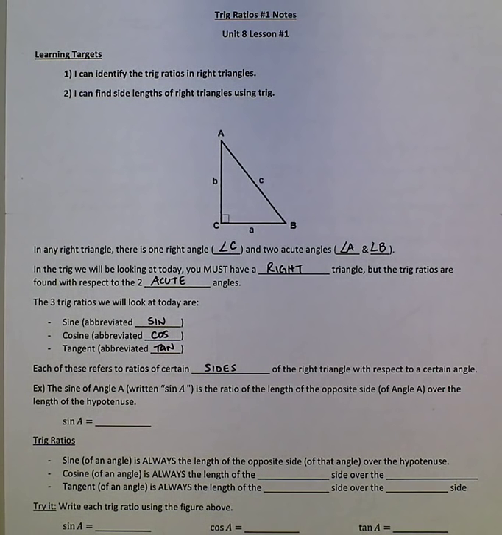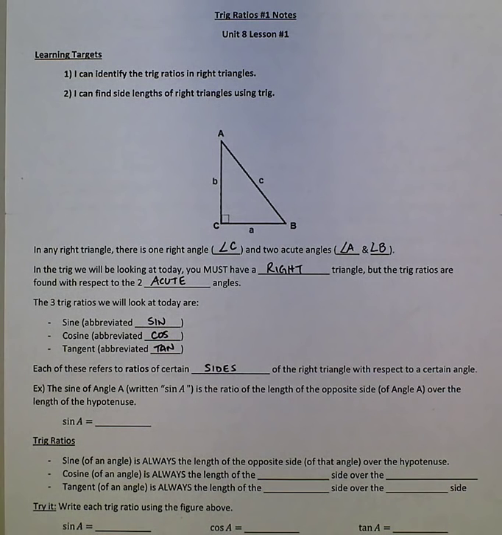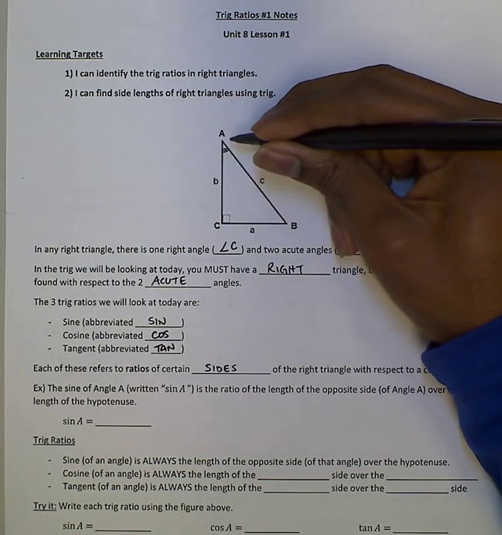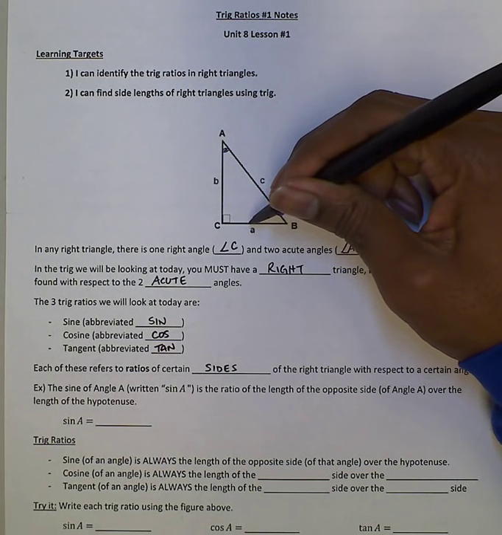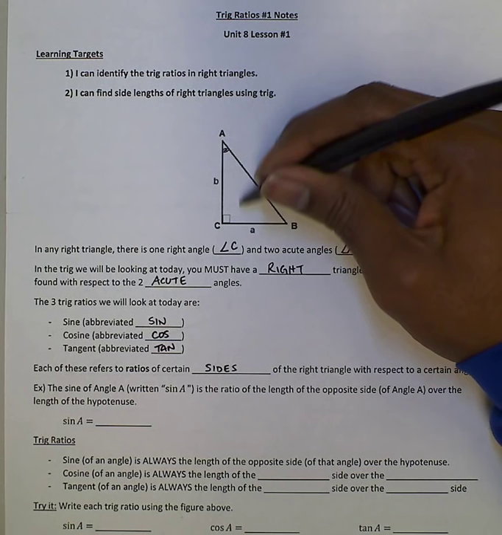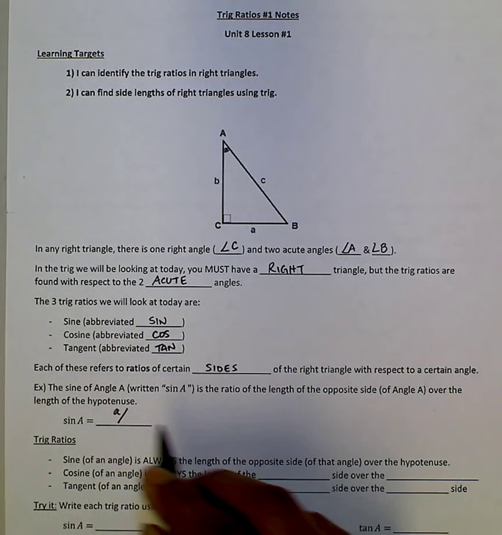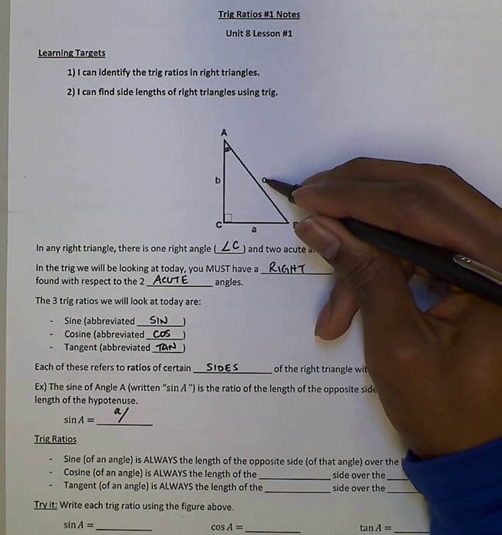The sine of angle A, written as sine A, is the ratio of the length of the opposite side of angle A over the hypotenuse. We're looking from A, so I like to draw an eyeball here. The opposite side is the side that doesn't make up the angle. Side B and side C make up the angle, so the opposite side is A, and the hypotenuse is always the side that the right angle points to, C.